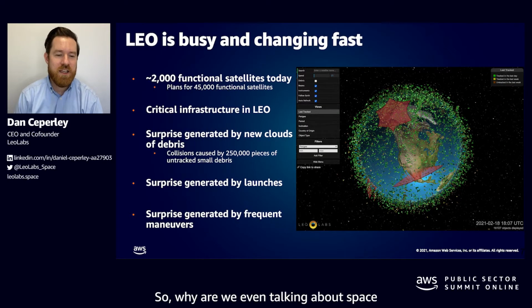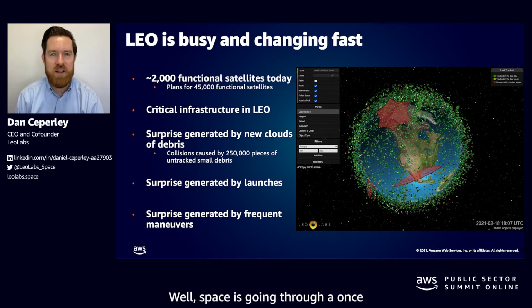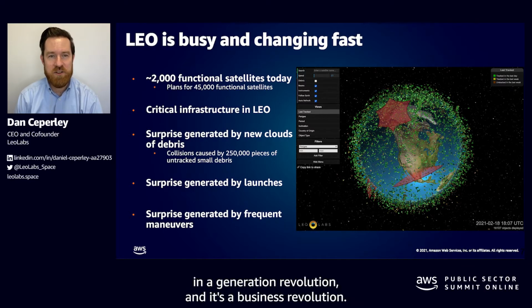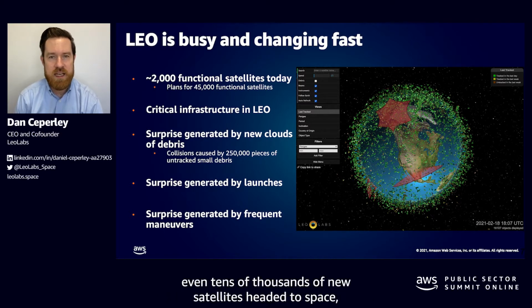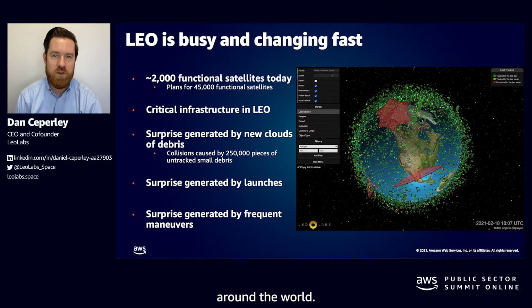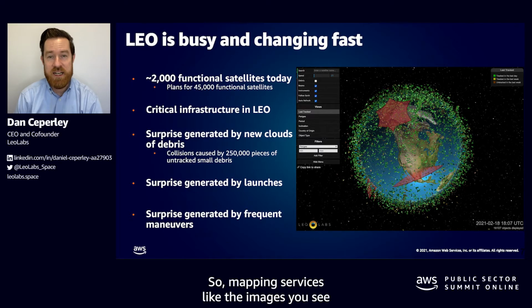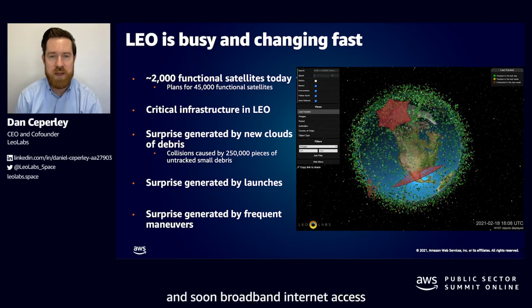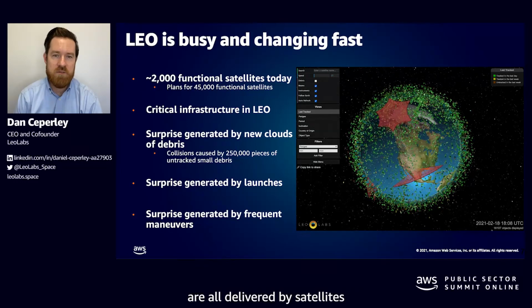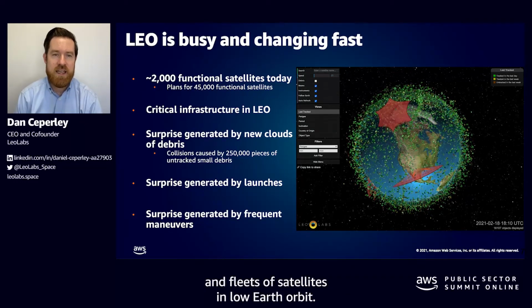So why are we even talking about space and low Earth orbit? Well, space is going through a once in a generation revolution, and it's a business revolution. The cost to launch and build and operate satellites has come down an order of magnitude. And it means that there's thousands, even tens of thousands of new satellites headed to space, and they're delivering innovative new applications around the world. So mapping services like the images you see in mapping applications, and airplane and ship tracking, and soon broadband internet access are all delivered by satellites and fleets of satellites in low Earth orbit.